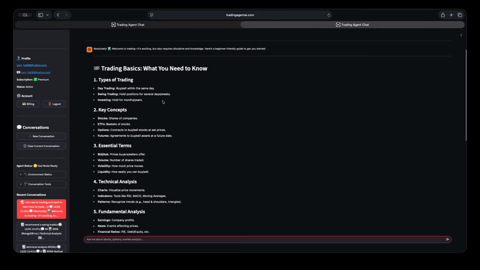Options are contracts to buy and sell stocks at set prices. Options come in two styles. There's American style and there's European style, which we'll get into later. But essentially, when you are buying the option, you're buying the right to buy 100 shares of a stock at a set price. There's two types of options. There's puts and there's calls, and we'll get into that later.